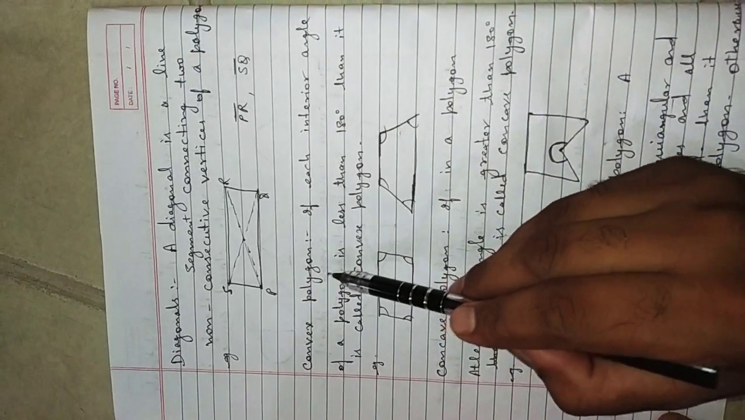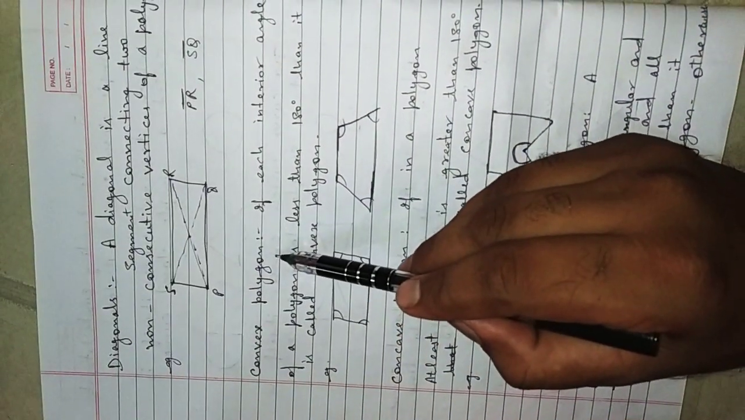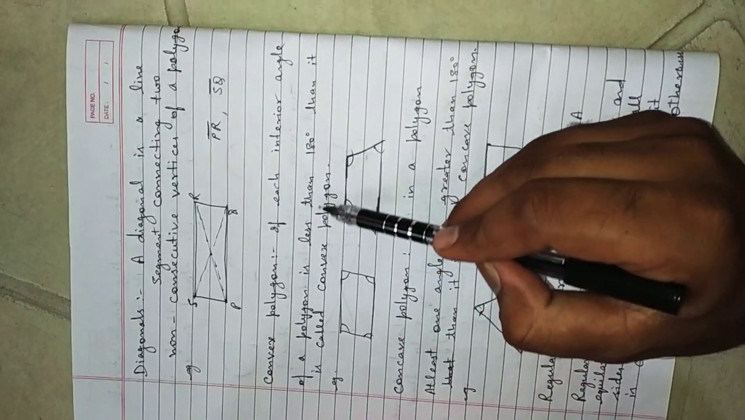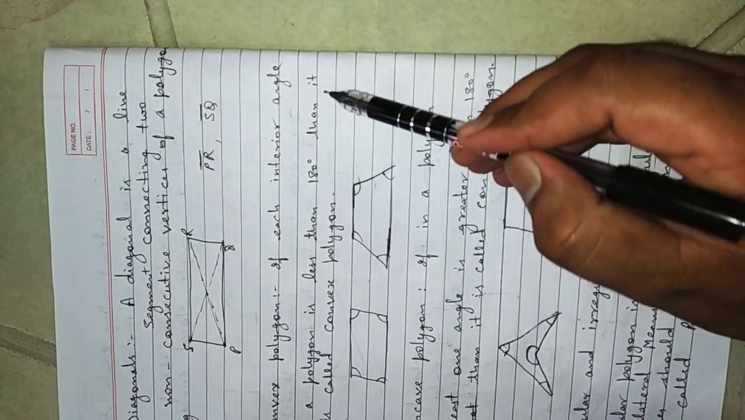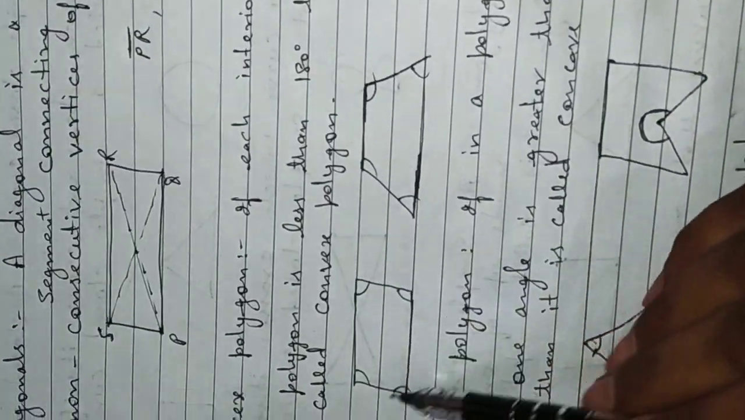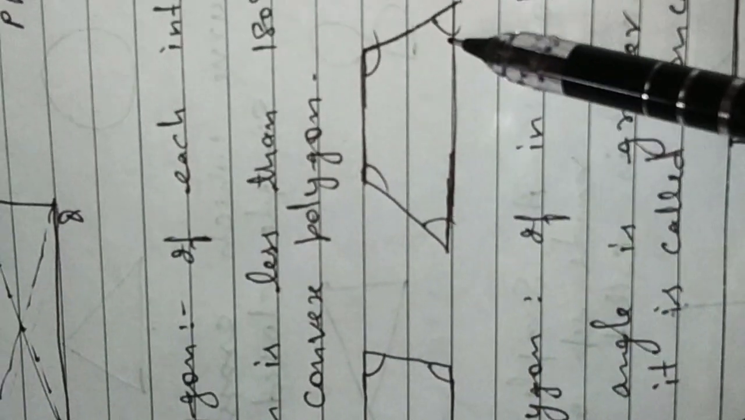Convex polygon. Now what is a convex polygon? If each interior angle of a polygon is less than 180 degrees, then it is called a convex polygon. For example, in this figure, all angles are less than 180 degrees. In this figure also, all angles are less than 180 degrees.